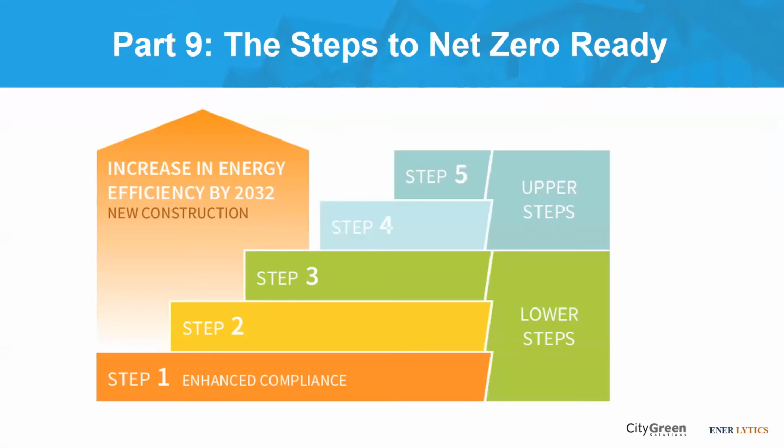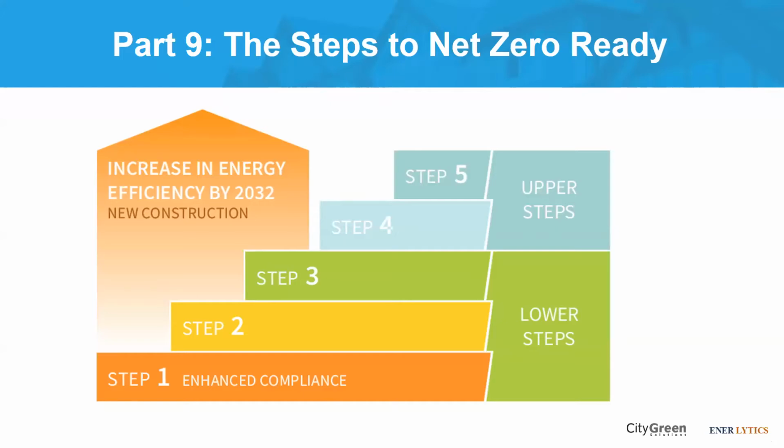The BC Energy Step Code has been structured, as it's called, in steps, in five steps. Step 1 being enhanced compliance, and Steps 2 and 3 being grouped together as the lower steps. Steps 4 and 5 have been classified as the upper steps. Now, we do know many local governments have voluntarily adopted the Step Code and they've adopted Step 1. However, many builders, even brand new builders building their first home, have sometimes started with Step 5 as their first home they are building.